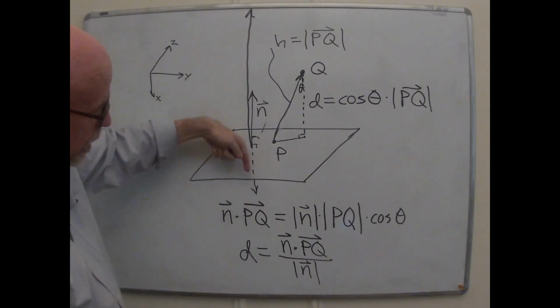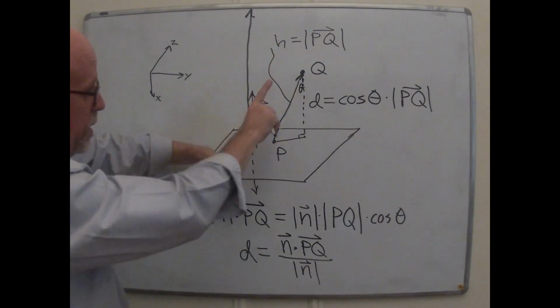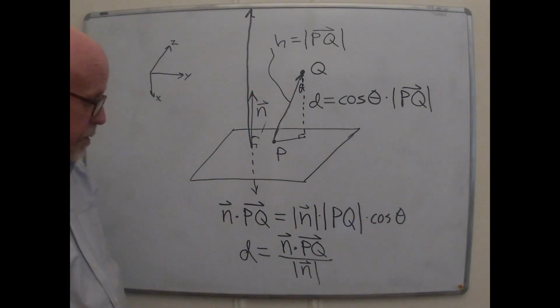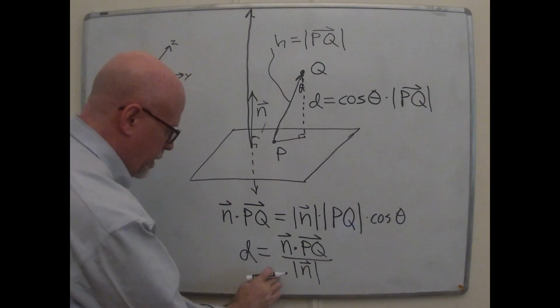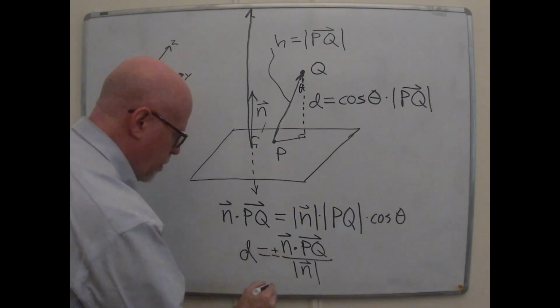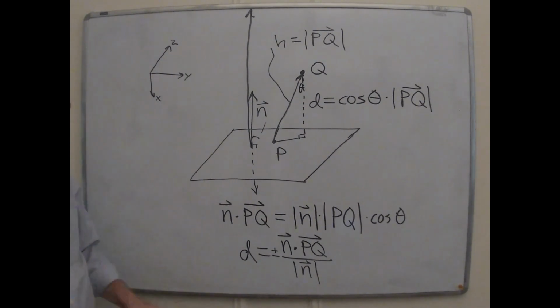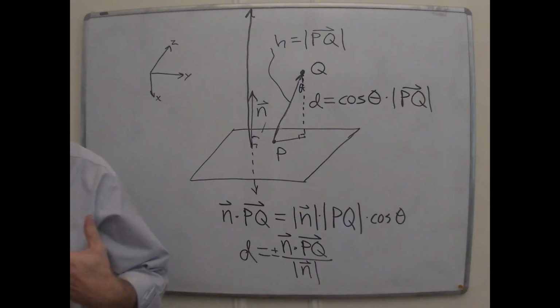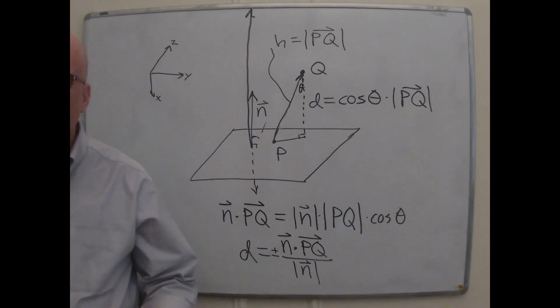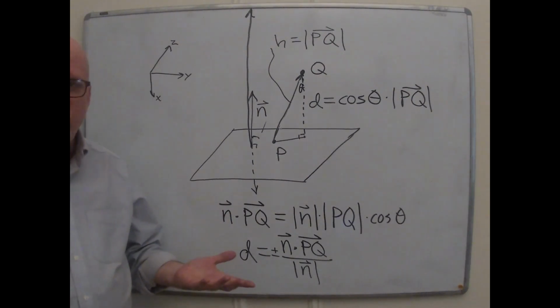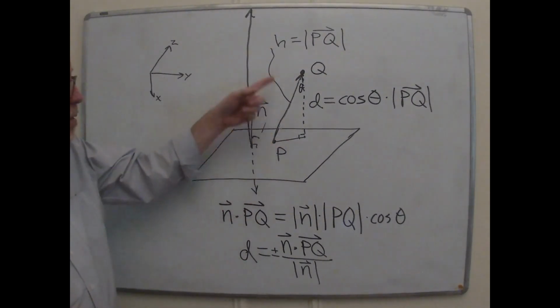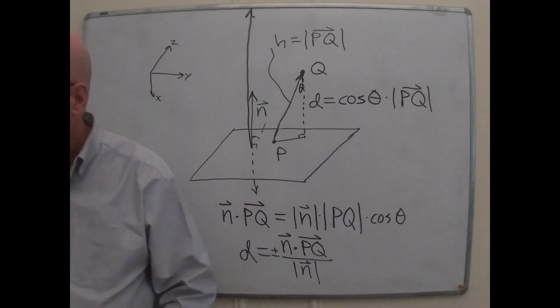What if n went this way and pq went that way? Now their dot product would be negative. Well, we can fix that. Put a plus or minus in here, or put absolute values around the whole thing if you like. Or just around the dot product part on top. So just watch out for that issue. If you get a distance that's negative in a computation, it just means it's not the direction you thought. You thought it was above the plane, actually it's below the plane.